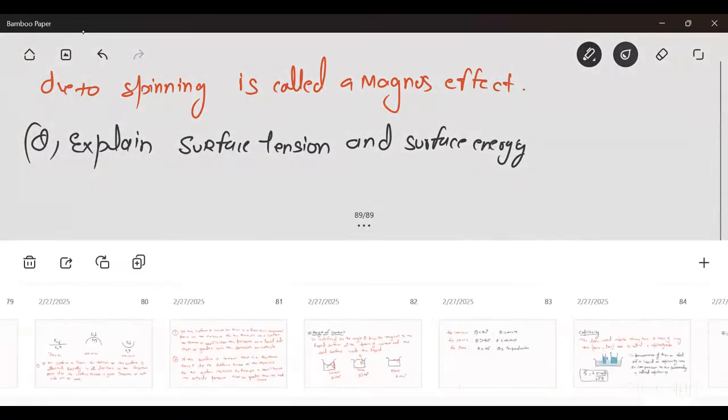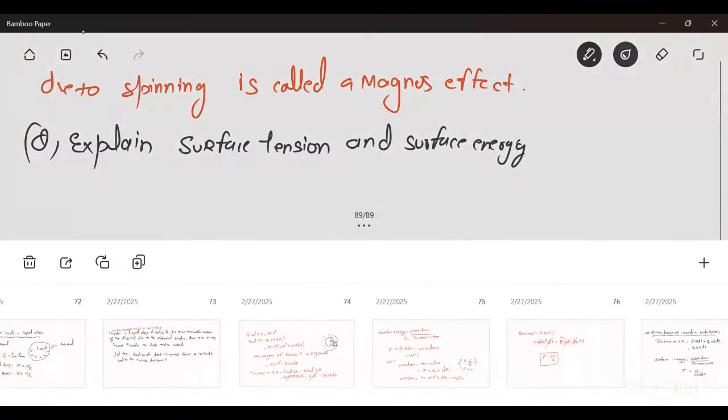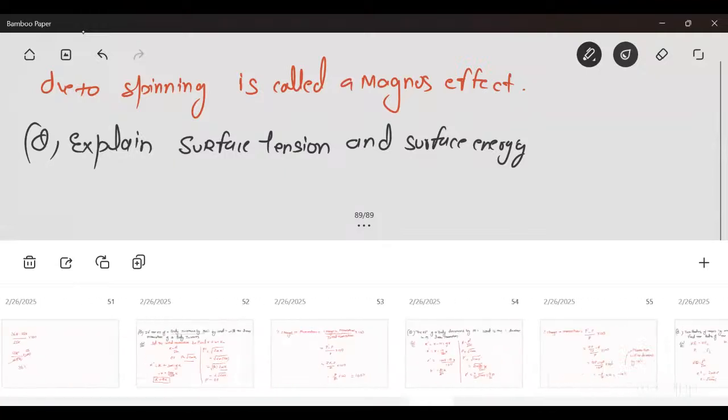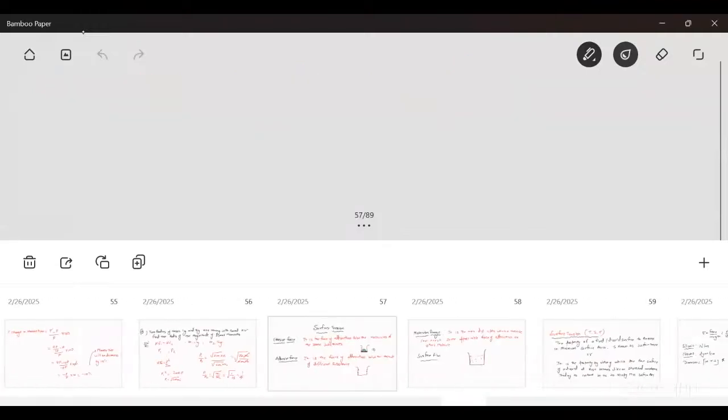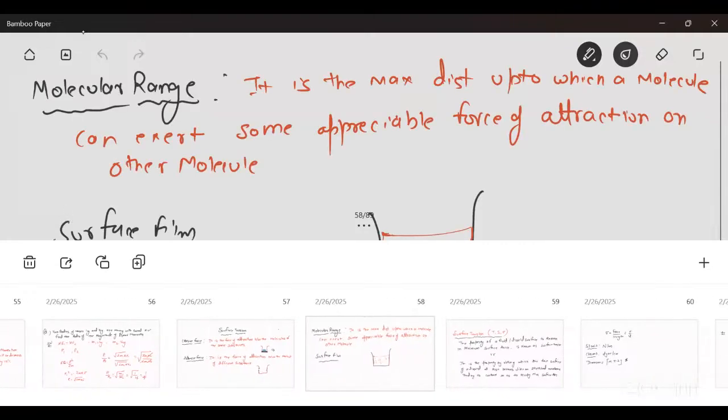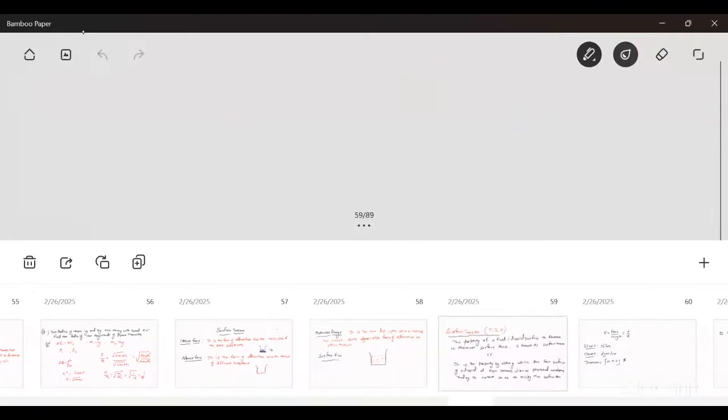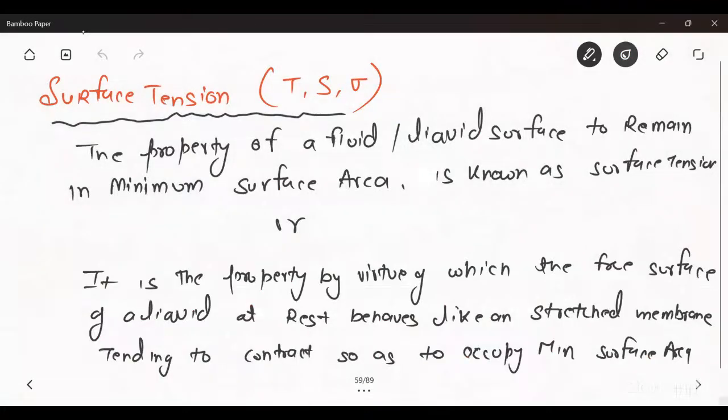Firstly, the surface tension. You can write this as the definition of surface tension. The property of a liquid surface to remain in its minimum area is known as surface tension. It is a property by virtue of which the free surface of a liquid at rest behaves like a stretched membrane tending to contract so as to occupy minimum surface area. So this is the definition of surface tension.